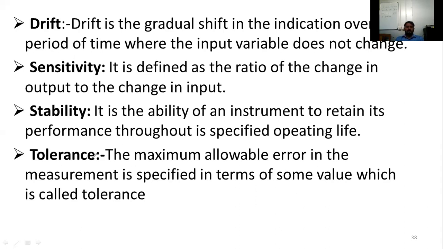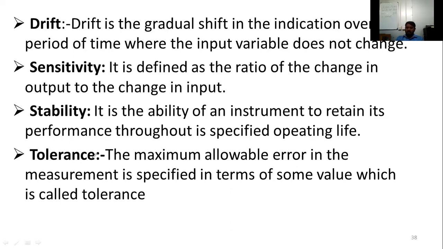Okay, next one. The last point we are going to discuss is called tolerance. We cannot say that every instrument will give 100% accurate results. Accuracy is nothing but closeness to the standard value. We are not saying 100%. Closeness is nothing but 97 to 103%. 100% is required, but with 97 to 103 we have allowed some error here.